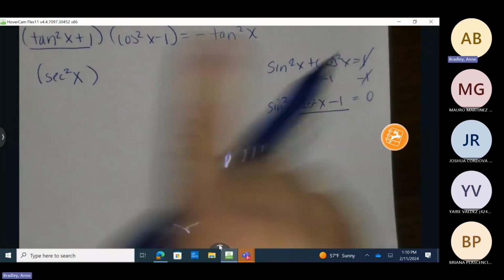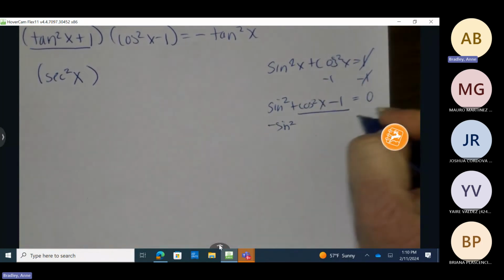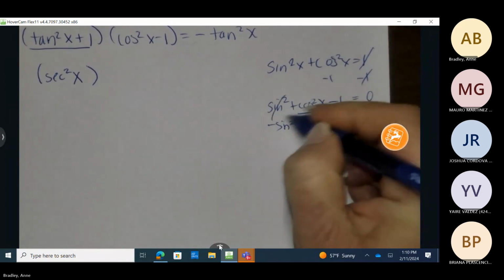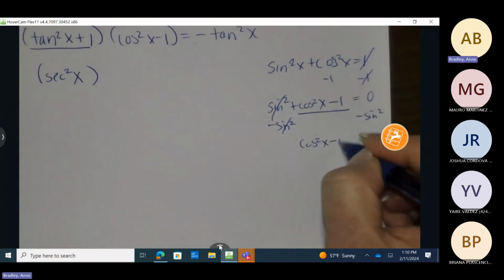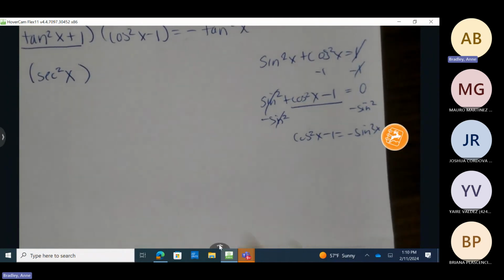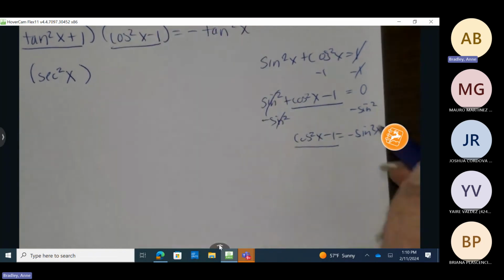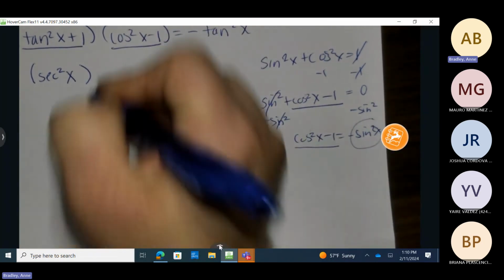Now I want to isolate this portion, and so now I need to subtract the sine squared. So cosine squared x minus 1 equals negative sine squared. It's almost like we're talking a different language without this trig. So I can replace this portion with a negative sine squared.